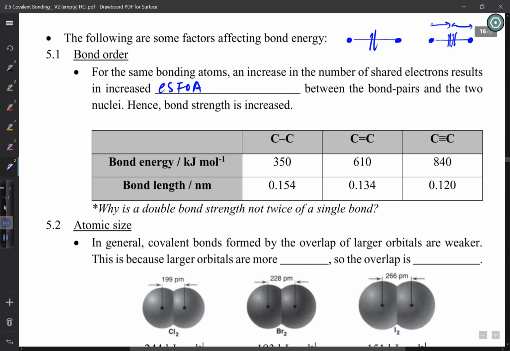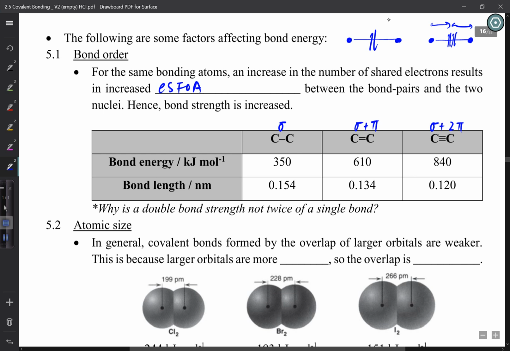But closer. Previously we mentioned that for this case it's made out of a sigma bond. For this case it will be a sigma plus a pi. And then for this one it is sigma plus two pi's. So what did you mention previously about the pi bond? Is it weaker or stronger than the sigma bond? Weaker, right? So if it's weaker, that means the additional bond energy should be smaller than 350, correct?